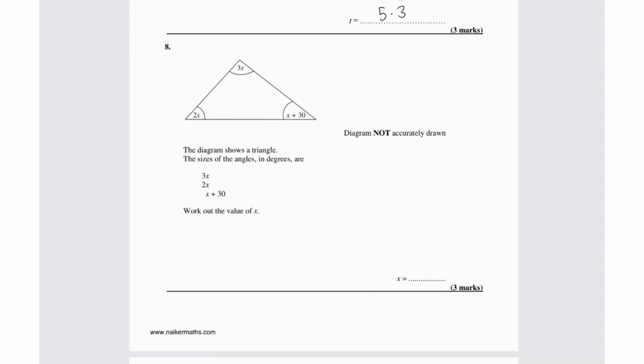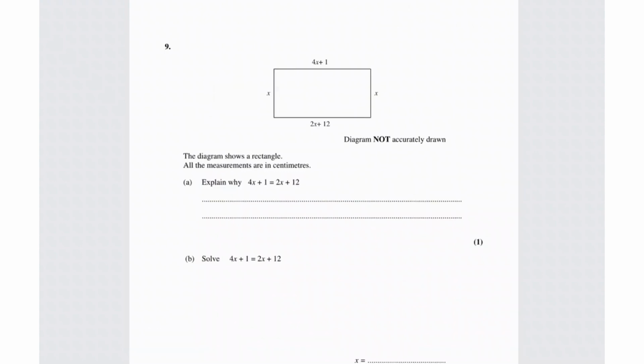Question 8, so we're just sort of practicing things we've already done. 3 angles in a triangle add up to 180. So in collecting up the like terms, the expression for the 3 angles is 6x plus 30. We can put them equal to 180, and then we can solve. So x equals 25. One more question left.